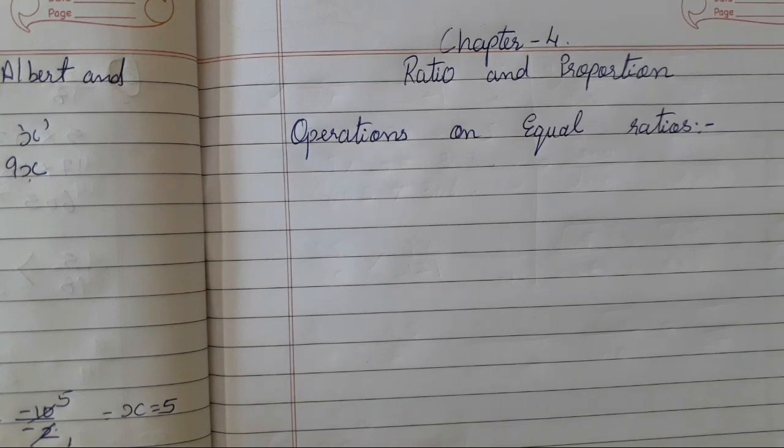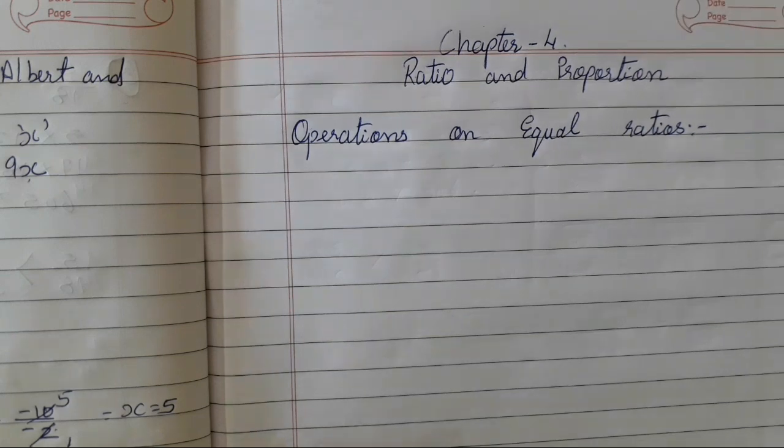So in today's video we will be learning about operations on equal ratios. So what are the different operations on equal ratios? Those are invertendo, alternando, componendo, dividendo, and componendo and dividendo. Okay, so these are the operations. We are going to learn them one by one.